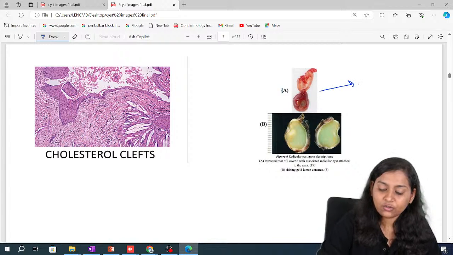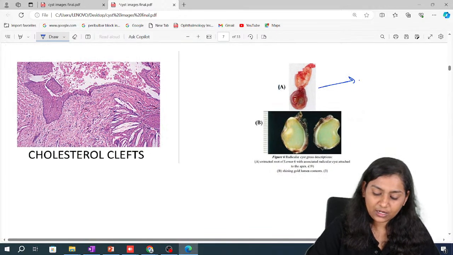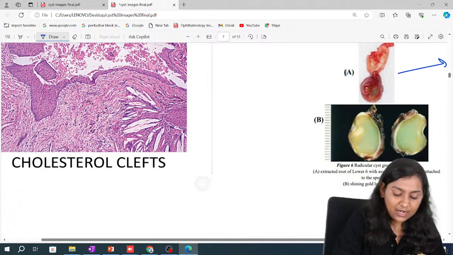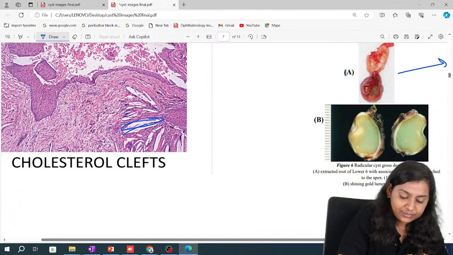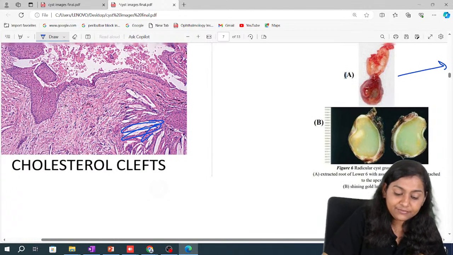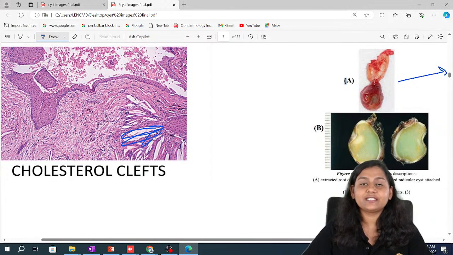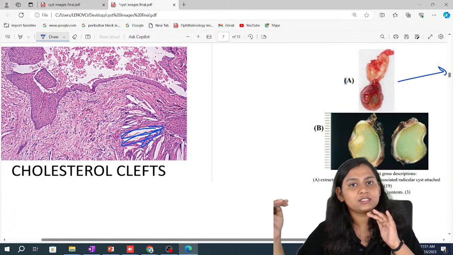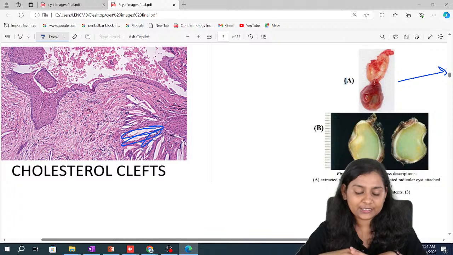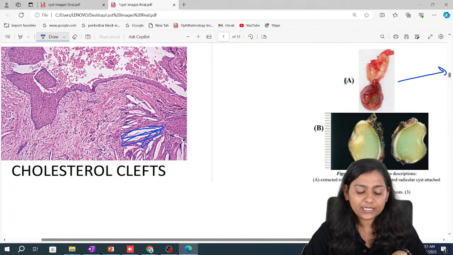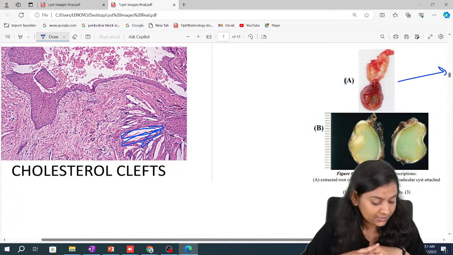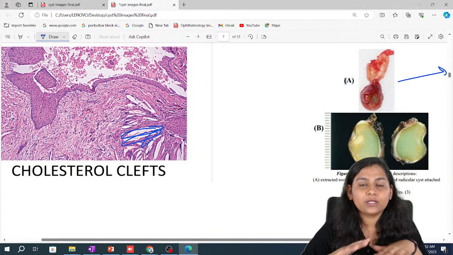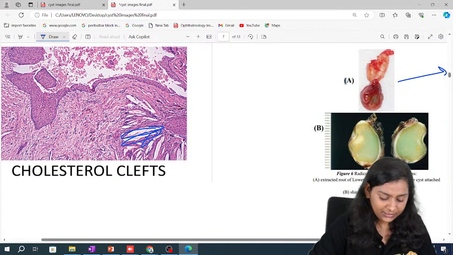See, these are the cholesterol crystals which is giving a shimmering effect. Now, these are the cholesterol clefts. These cholesterol clefts are surrounded by multinucleated giant cells. Now, remember, we will see in what other cysts we see multinucleated giant cells. So, this is the first cyst in which multinucleated giant cells are seen. Now, the majority of the questions will be asked from this multinucleated giant cell.